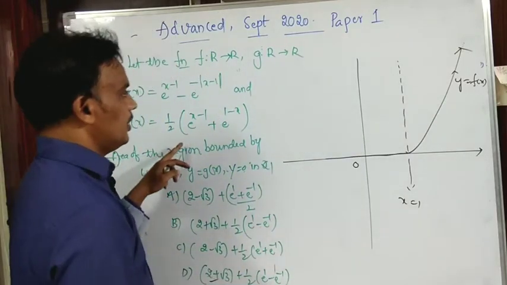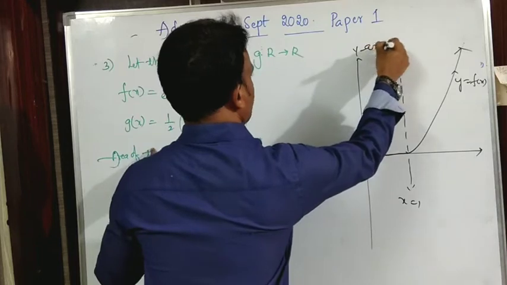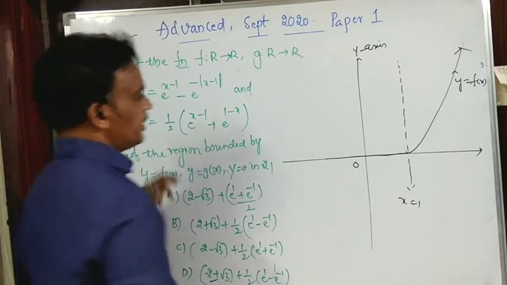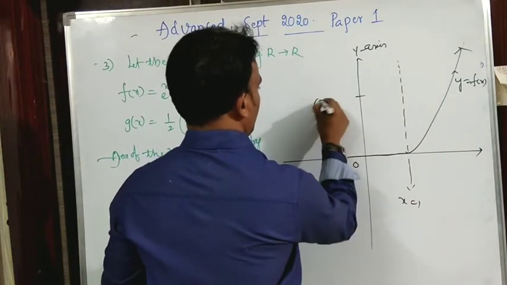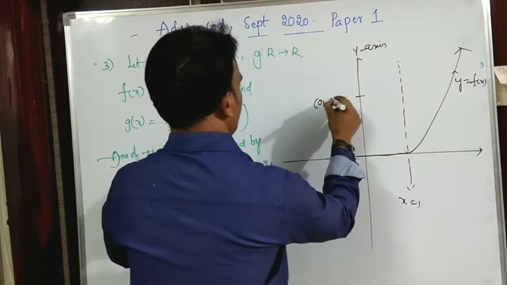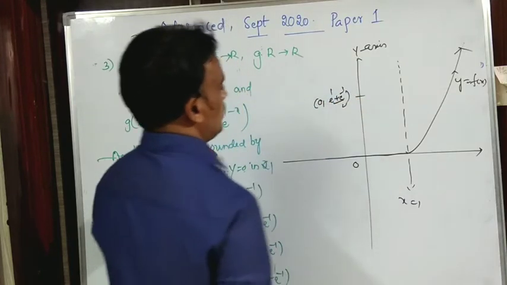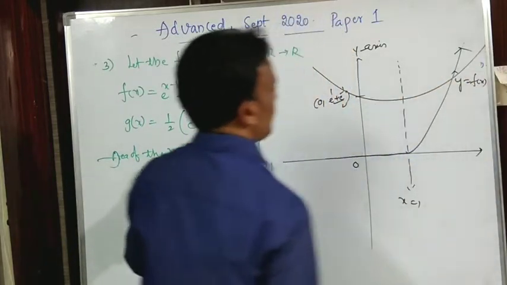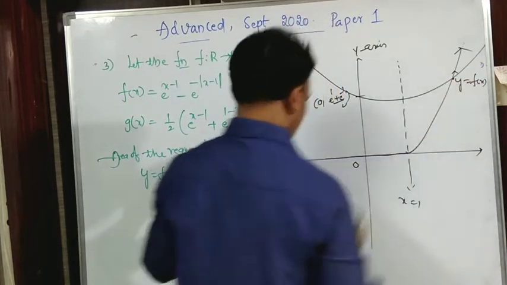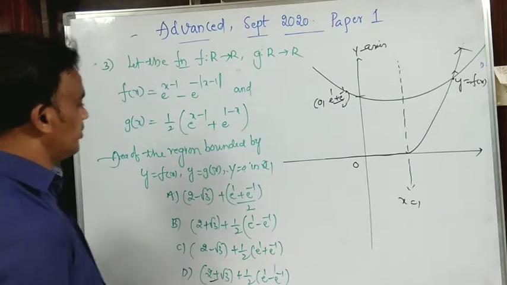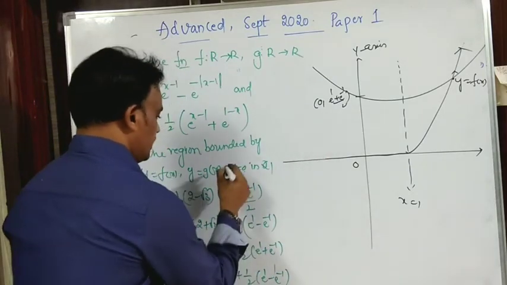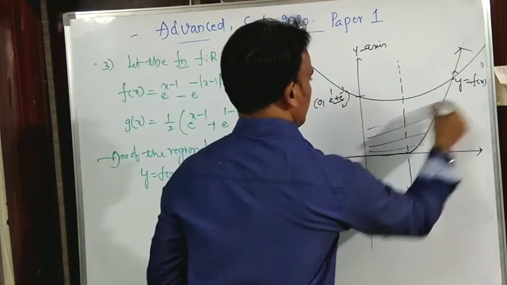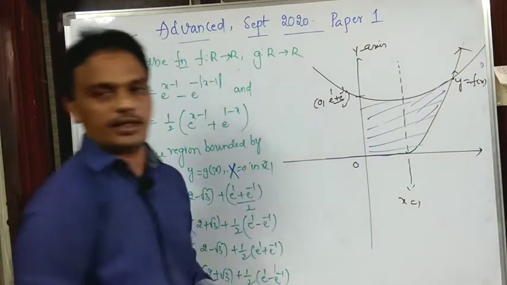Coming to the next one, this is the y-axis. When x is 0, its value is e power 1 plus e power minus 1 by 2, and the graph is like this. So they will intersect at this point. Now what we are going to find is the area covered with the y-axis, x equals 0, in the first quadrant. This will be the area that we should find.